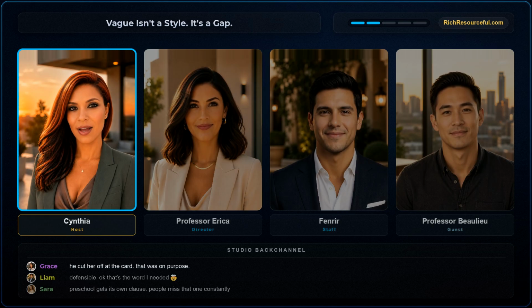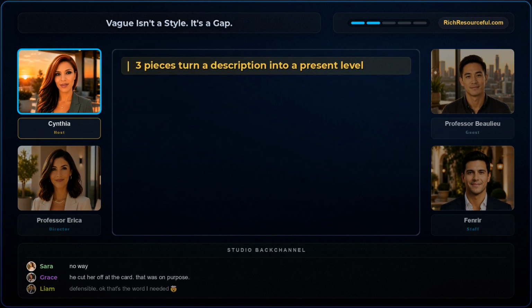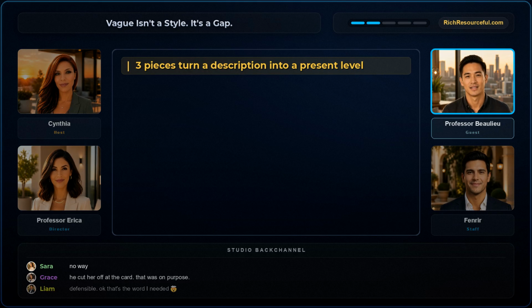Finished. A vague present level still looks finished, which is exactly why it survives, and 3 pieces are what turn a description into one. Professor Biliu is at the desk today to help take one apart. Depends which vague you mean. A statement with no number is missing content. One with a number nobody can trace is missing a source. Only one of those is fixable at your desk tonight.